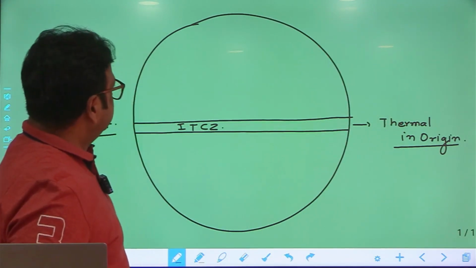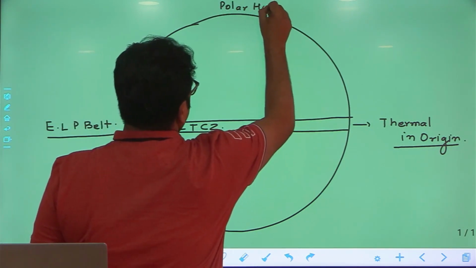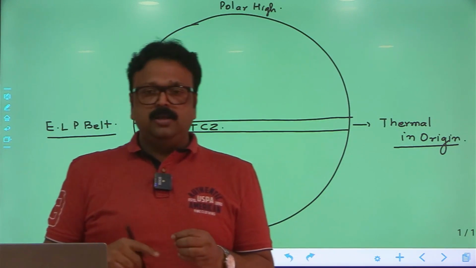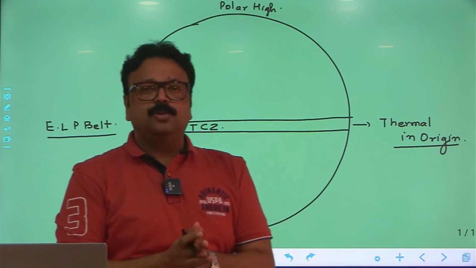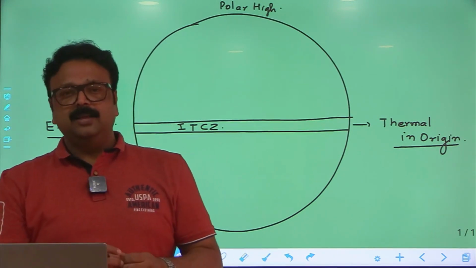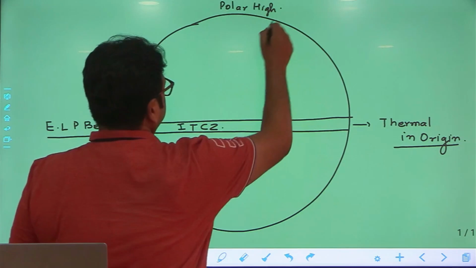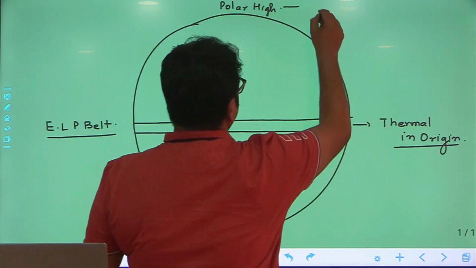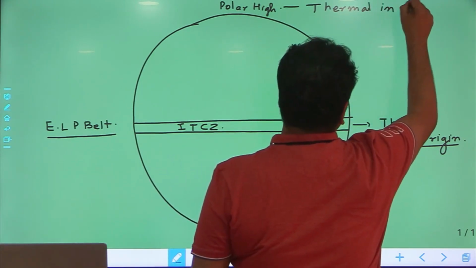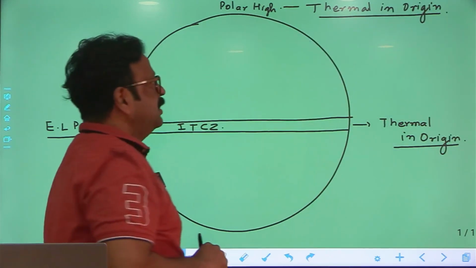Fine. There is another pressure belt that is called the polar high pressure belt. And this polar high pressure belt is because of very low temperature. At the pole, you have low temperature, and due to this the air becomes denser, and denser air tends to sink over there, and hence it develops a high pressure condition on the pole. So this polar high is again because of temperature, hence it is thermal in origin. So these two pressure belts on the Earth's surface are thermal in origin.